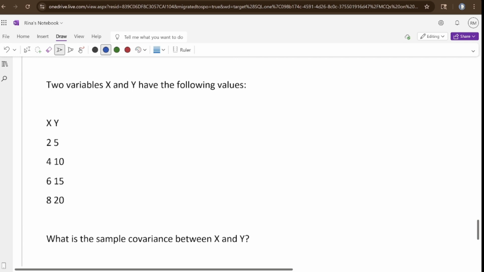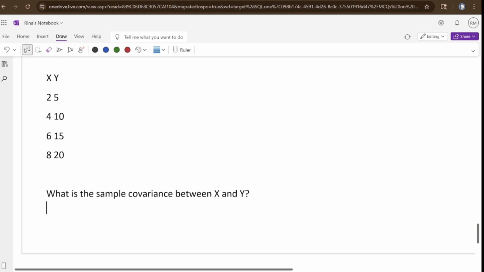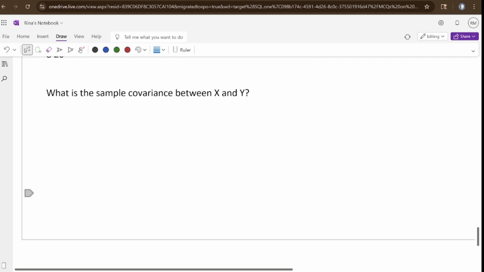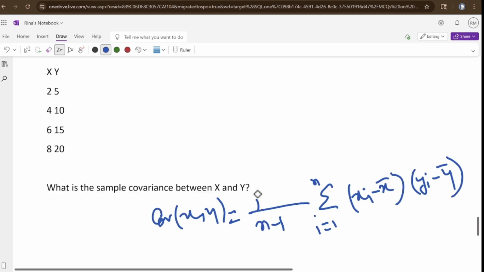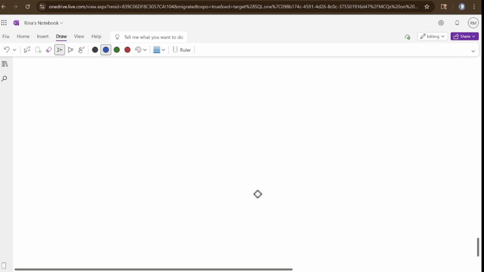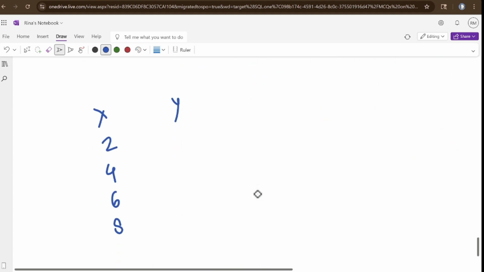Now two variables x and y have the following values. What is the sample covariance? They are telling you to calculate covariance. So let's learn what covariance is. The formula of covariance is 1 by n minus 1, summation of i equal to 1 to n, xi minus x bar into yi minus y bar. Now let's calculate this. x is 2, 4, 6, 8 and y is 5, 10, 15, 20.